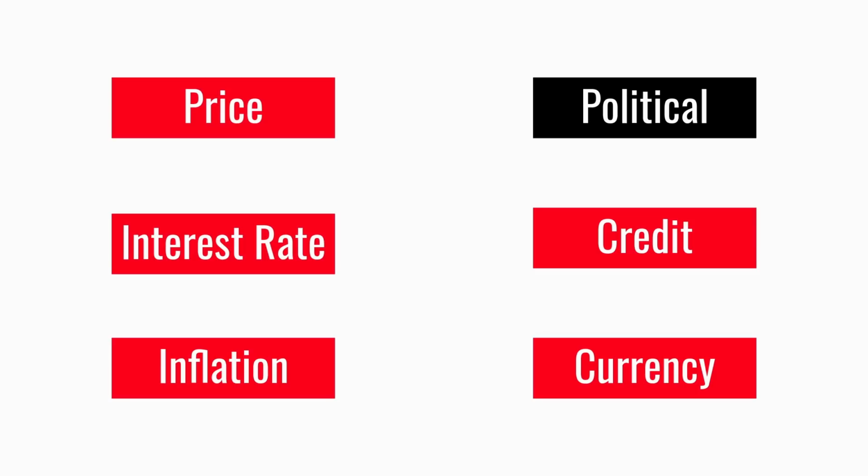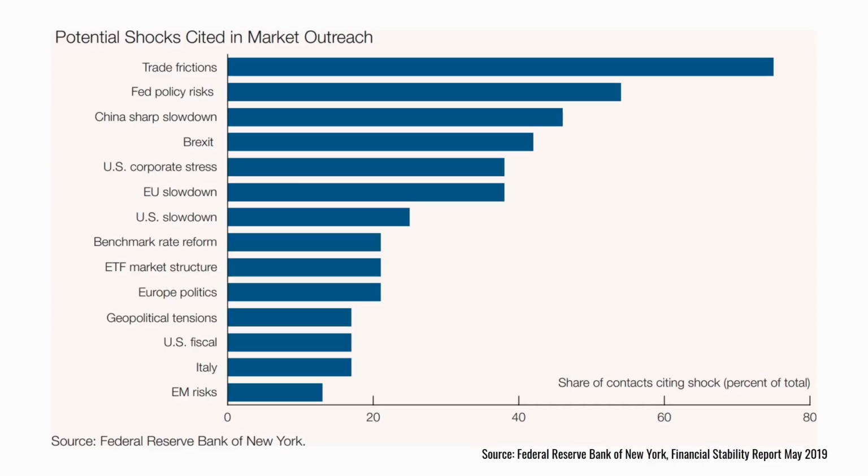The next risk we'll look at is political risk. This is the Financial Stability Report from the Federal Reserve in the United States, published in May 2019. And this shows the percentage of the analysts which cited each shock. And the most cited risk by far was trade frictions. And the second risk is kind of related to all of them, because if the Fed responds incorrectly to the global risks, that could severely damage the US economy and consequently the global economy.